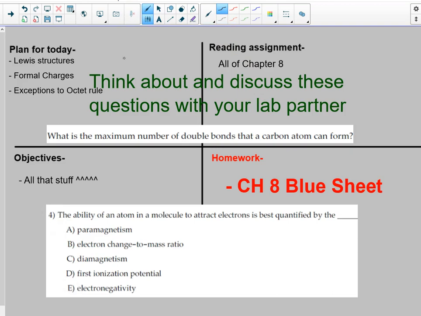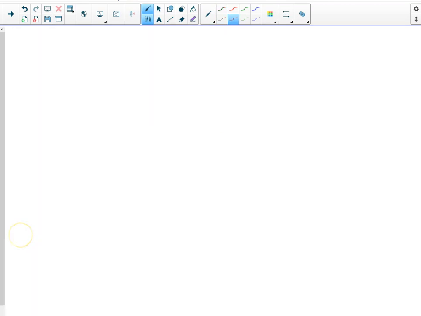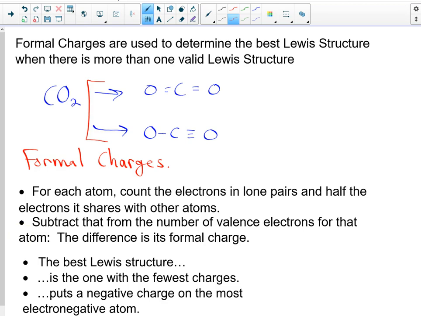I'm going to pause the video real quick and show you your current grades. All right, so this is just barely where we ended Friday. So you probably didn't get anything out of it, and it was a Friday. So I've just completely restarted the conversation about formal charges. So formal charges are used to determine the best Lewis structure when there is more than one valid Lewis structure. And I drew that example in there. This was the same example from your notes, which was carbon dioxide.